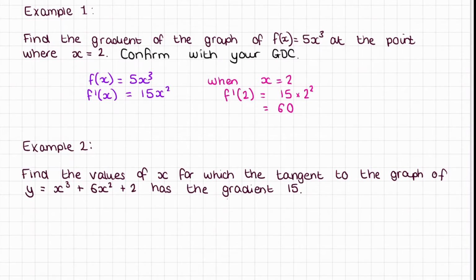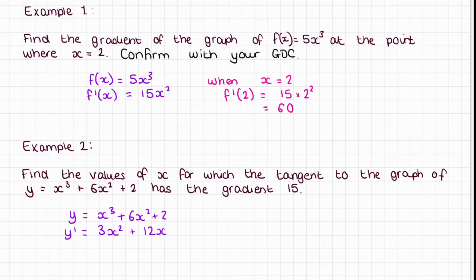Example 2. Find the values of x for which the tangent to the graph of y = x^3 + 6x^2 + 2 has the gradient of 15. Same situation though, we know the gradient, we have an original equation, which means first step is to find our derivative. We start with y = x^3 + 6x^2 + 2. Our derivative, y dash, would be 3x^2 + 12x.